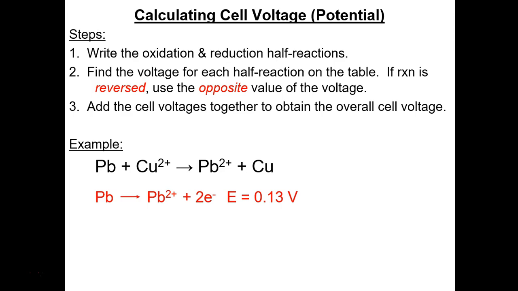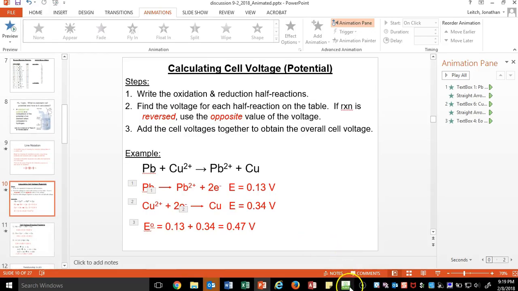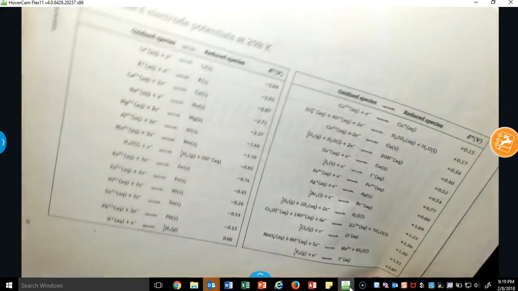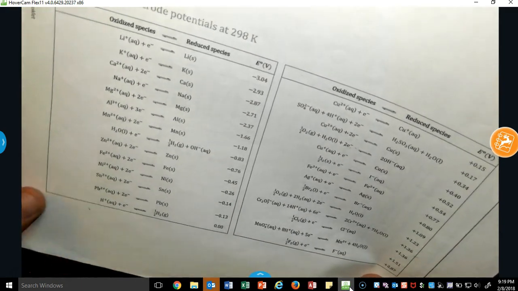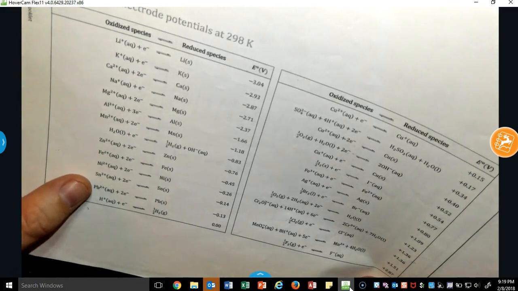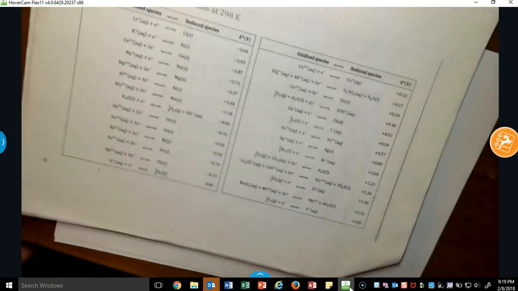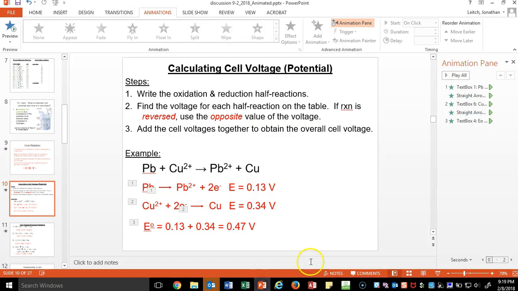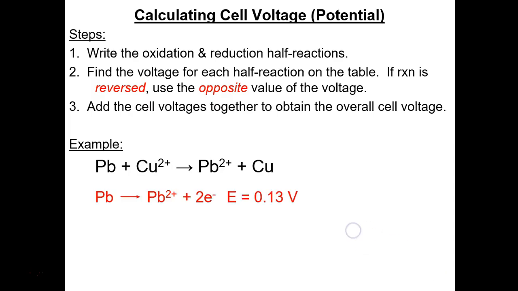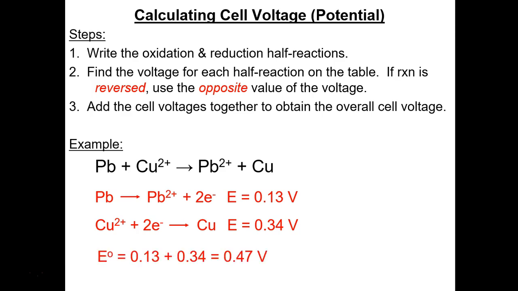We see that lead is reacting with lead 2. And I record that cell potential as 0.13 volts. Well, if I look at my table 24 here, and I find lead down here, I see that we are having lead 2 being reduced to lead, and it's negative 0.13. But since we are showing lead being oxidized, we will reverse that value, and it will be 0.13 volts. And then we have copper 2 going over to copper, and the value in the data booklet is 0.34. So once you have those values, you add them together, and you get that the overall cell potential is 0.47 volts.